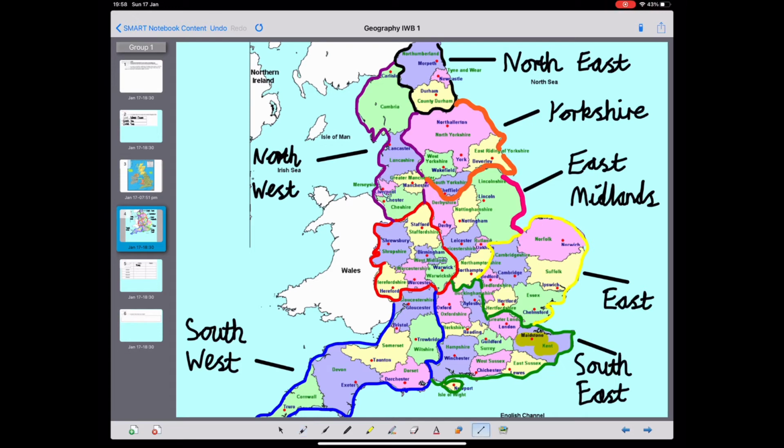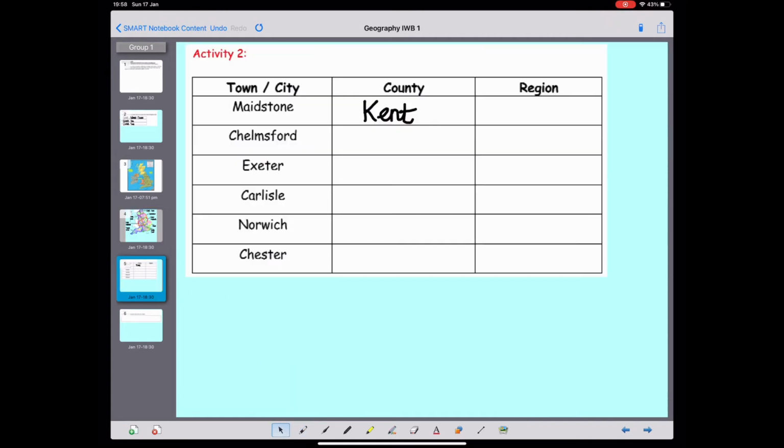Under the northwest we have Wales, which isn't part of England, but next to Wales is another region of England which is called West Midlands, which is also next to the East Midlands. So these are our regions of England. Which region is Kent in? That's right, it's in the south east. So the region would be the south east.